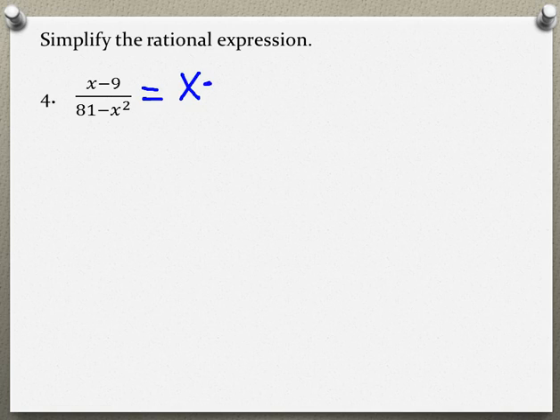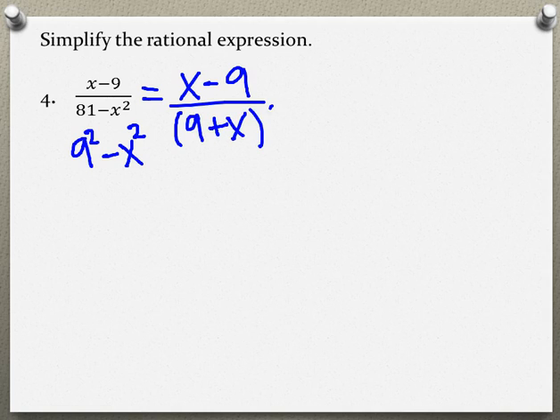So I'm going to just rewrite the top. Then on the bottom, this is actually 9 squared minus x squared. So we can factor it by saying 9 plus x times 9 minus x. So we almost have something that we can cancel out, but not quite. At the top, the x is positive and the 9 is negative. At the bottom, we have positive 9 and positive x, and then we have a positive 9 and negative x.